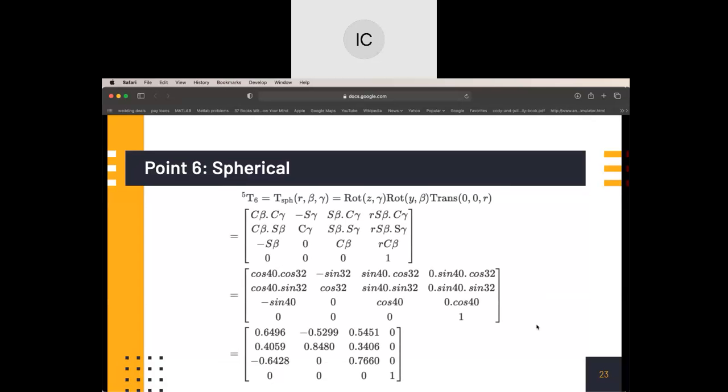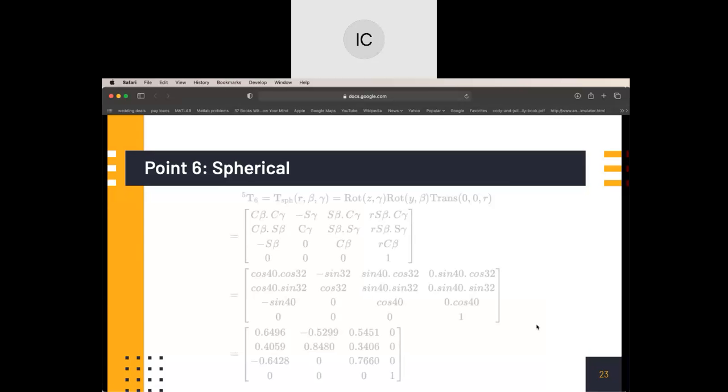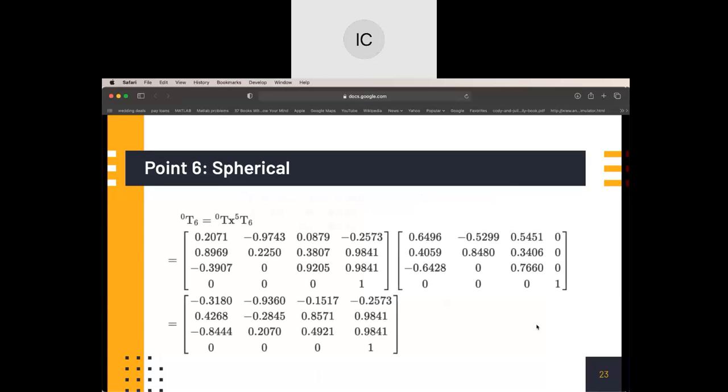There's an end effector movement here as its orientation angle is rotated by 40 degrees about the y-axis and 32 degrees about the z-axis, which is what you see here on this final matrix. So this is the one we're going to be moving forward with.